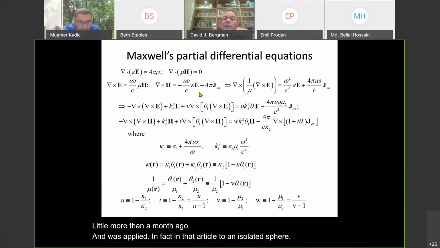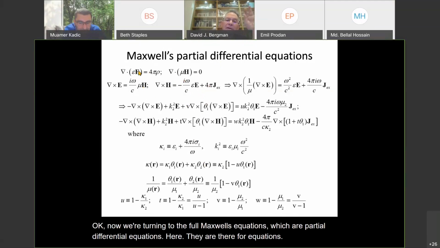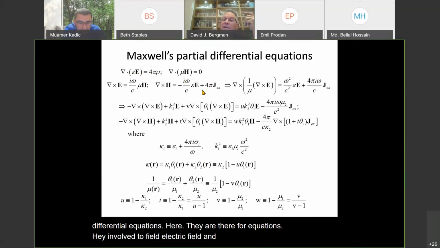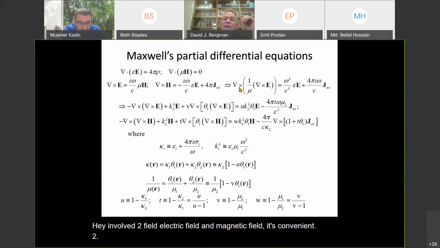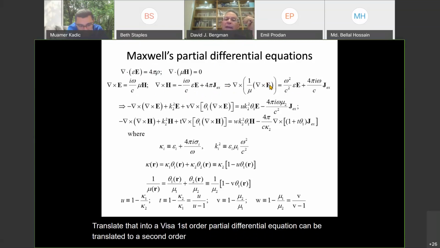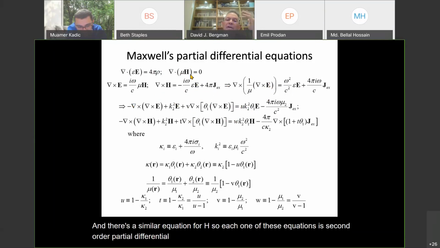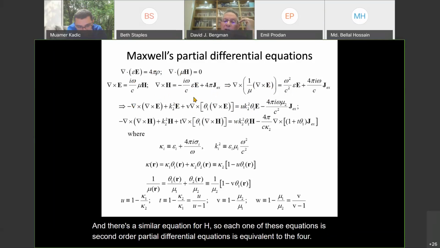Okay, now we're turning to the full Maxwell's equations, which are partial differential equations. Here they are. There are 4 equations, and they involve 2 fields, the electric field and the magnetic field. It's convenient to translate that into first order partial differential equations. They can be translated to a second order partial differential equation for E, which can be rewritten in this form. There's a similar equation for H. So each one of these second order partial differential equations is equivalent to the 4 Maxwell equations.